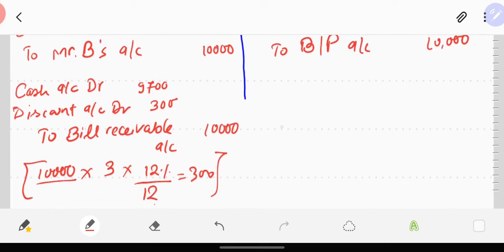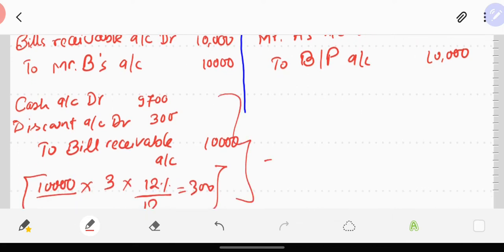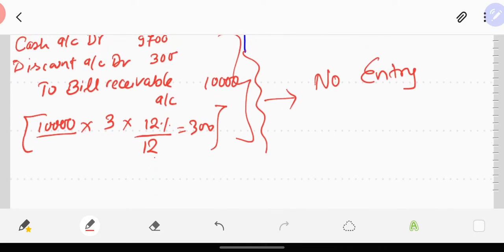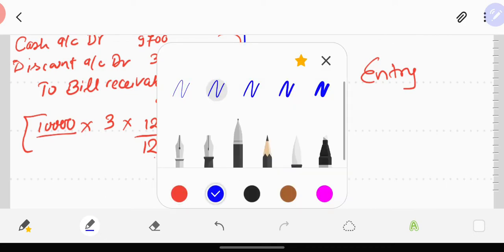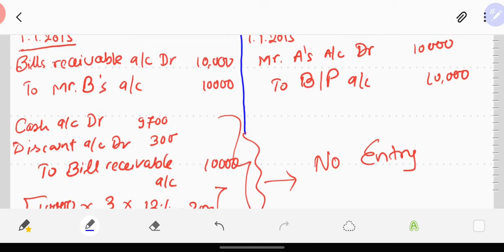So what would be the accounting entry in the books of Mr. B for this case? For this case, Mr. B will not record this. There will be no entry because this is a transaction related to Mr. A. Now again, you can copy this right now.